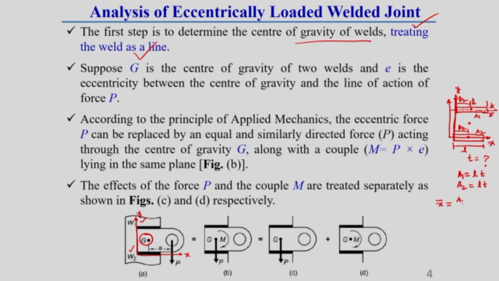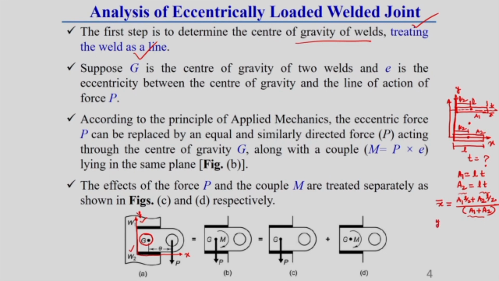First moment of area of the first weld will be A1 into L by 2, plus first moment of area of the second weld, A2 into L by 2, divided by A1 plus A2. So, this is the sum of moment equal to moment of sum. Sum of moment is generally x bar into total area. By this we can easily find out x bar.